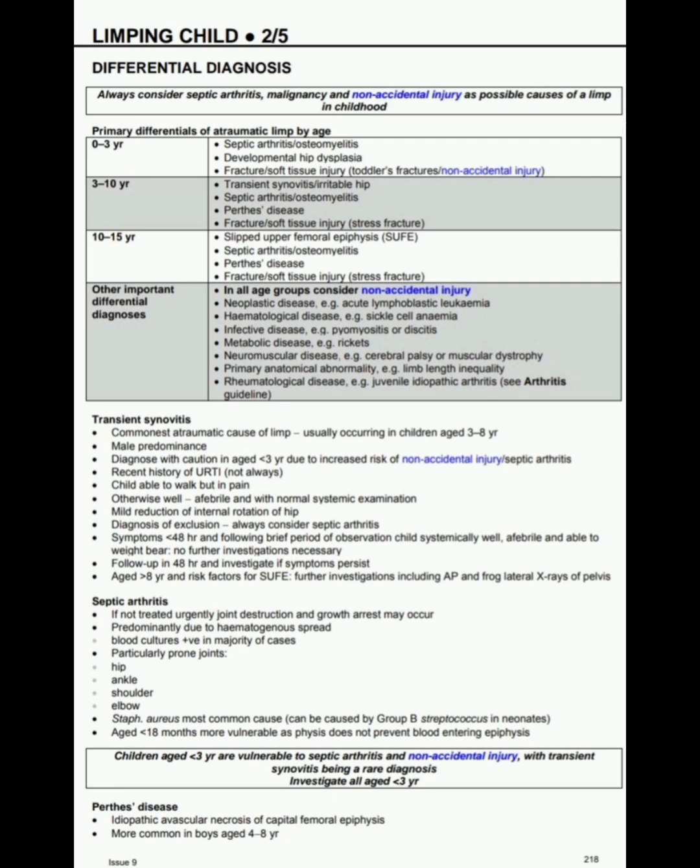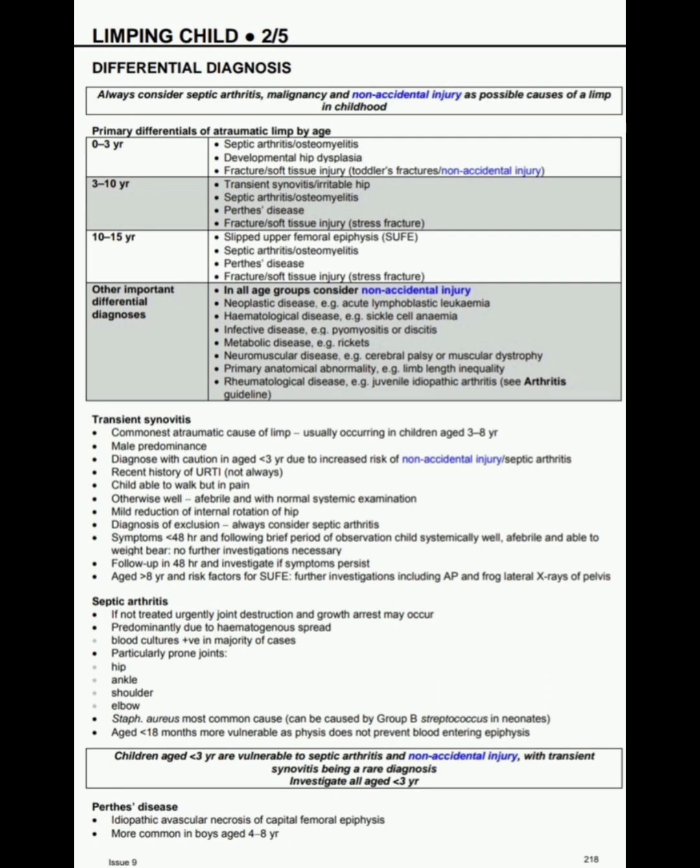If symptoms less than 48 hours and following brief period of observation, child systemically well, afebrile and able to weight bear, no further investigations necessary. Follow up in 48 hours and investigate if symptoms persist. Age more than 8 years and risk factors of slipped upper femoral epiphysis, further investigation including anterior posterior and frog lateral X-ray of pelvis. Now, septic arthritis.